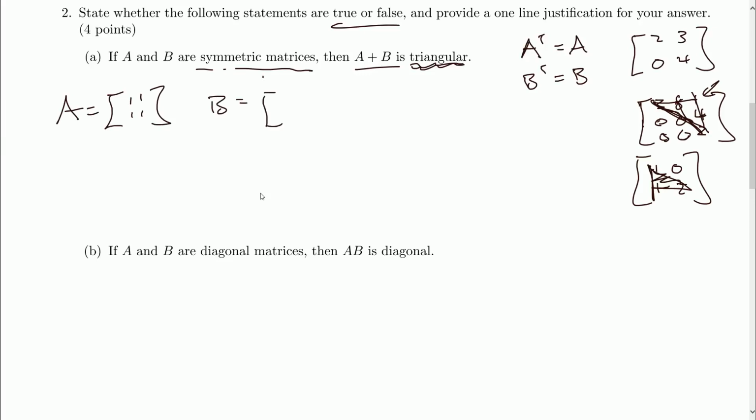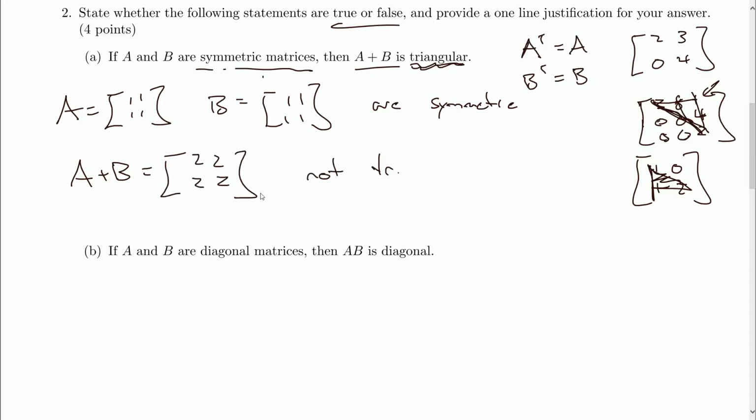So we might say something like A is that. They didn't say A and B had to be different, but these are symmetric. But A plus B is going to just be 2, 2, 2, 2, which is not triangular. And that's all it takes, so this one's false. Because they said if I took two symmetric matrices, I'd get a triangular one when I add them, and I don't have a triangular matrix. Of course, another answer to this would be, couldn't you just take A and B to be different sizes? Then A plus B isn't even defined. Okay, that'd be another way to do the question.